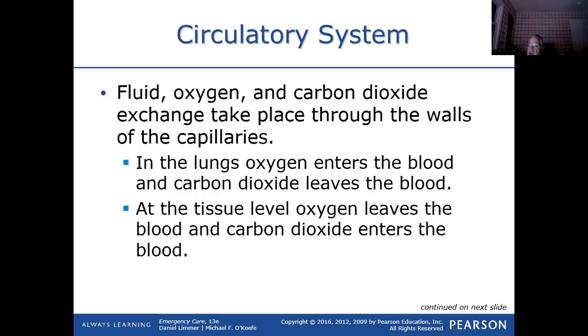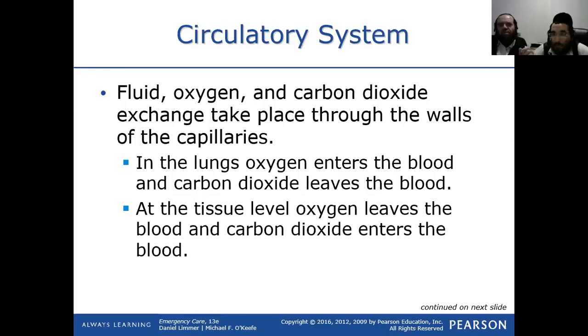So fluid, oxygen, and carbon dioxide exchange take place through the walls of the capillaries. In the lungs, oxygen enters the blood and carbon dioxide leaves the blood. Again, the part of the blood vessel is called the capillary, and at the tissue level, oxygen leaves the blood and carbon dioxide enters the blood. So we have two different places where we have gas exchange. In the lungs, we're getting the oxygen into the bloodstream and the carbon dioxide out of the bloodstream. But the cells need the oxygen, so the blood is giving up the oxygen into the cells so they can use it, and it's getting rid of the carbon dioxide out of the cells because the cells don't need it, since it's a waste product.